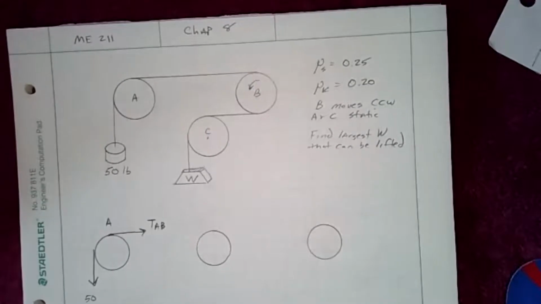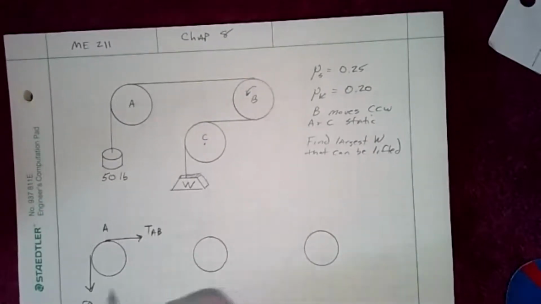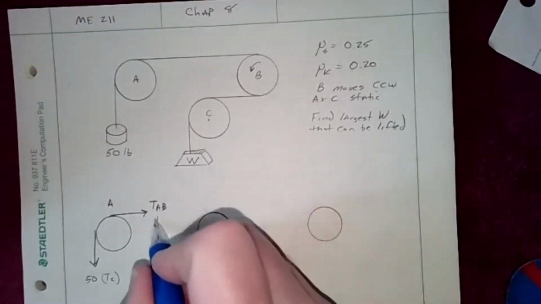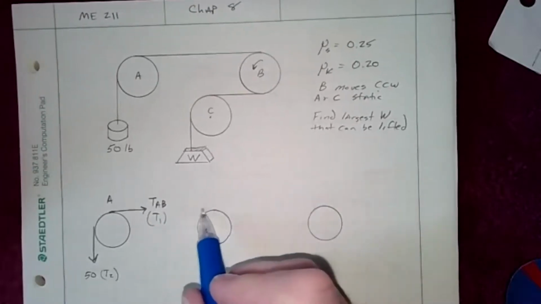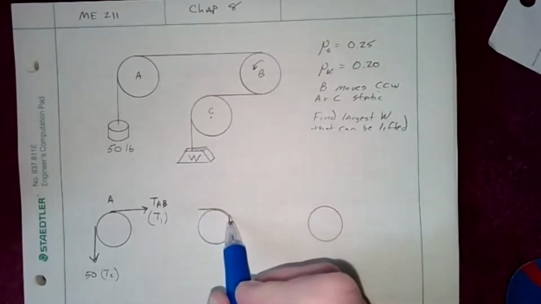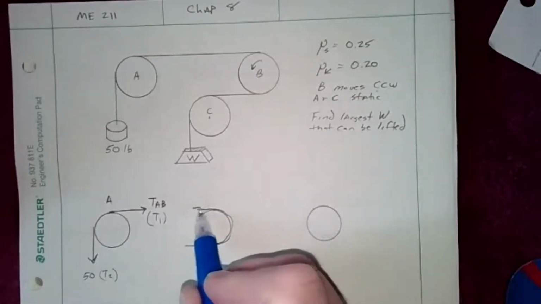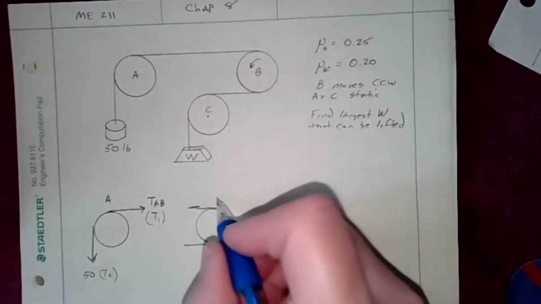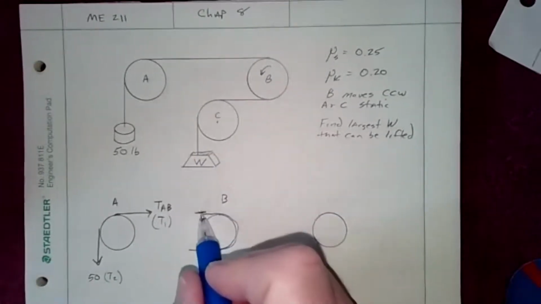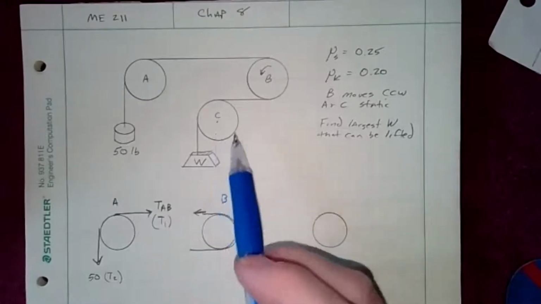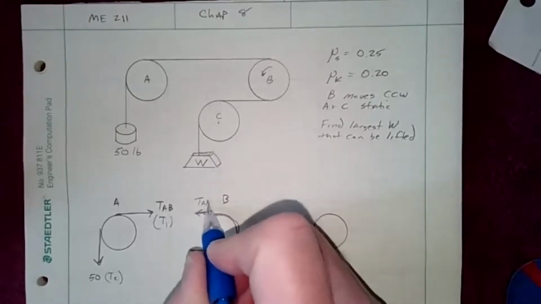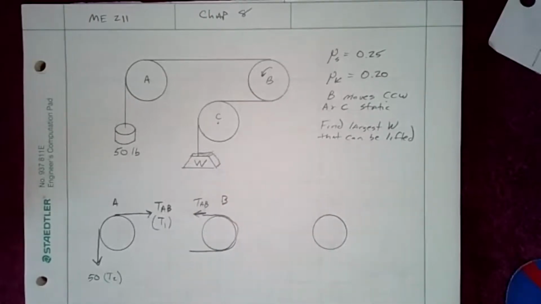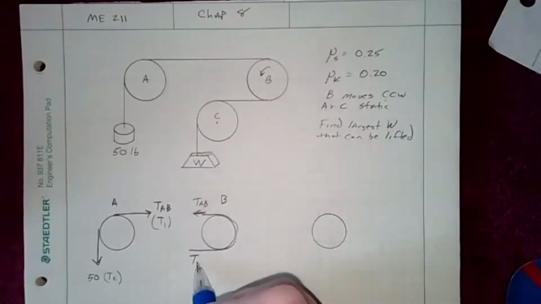So this is going to represent our T2 here, and this is going to represent our T1 here. Then we're going to draw the rotation around here. That's going to represent B. And that's going to be representative of TAB. And this is going to be TBC.